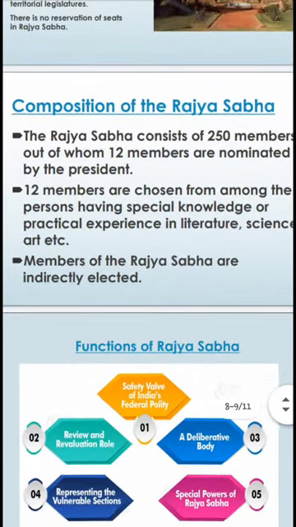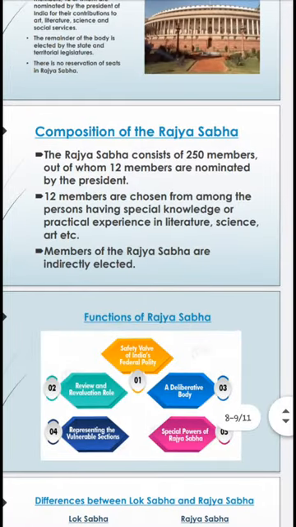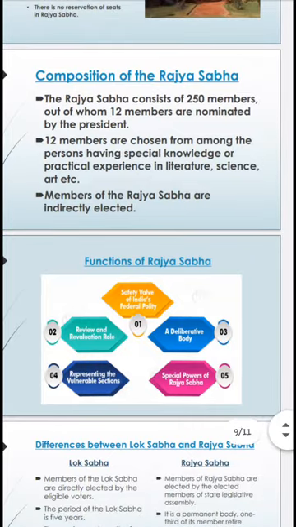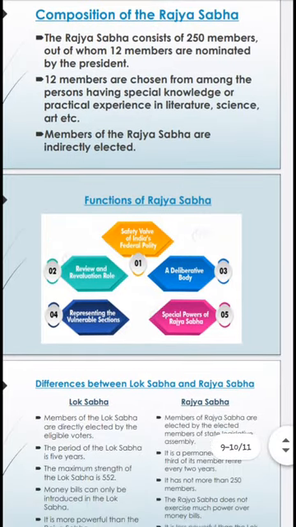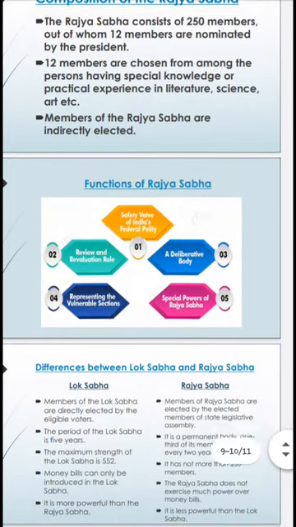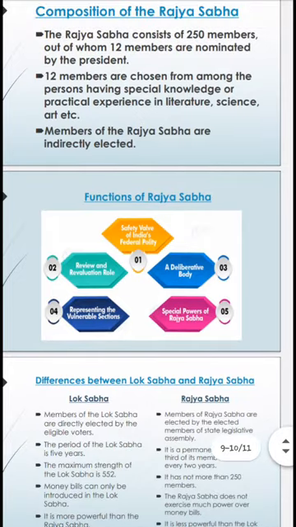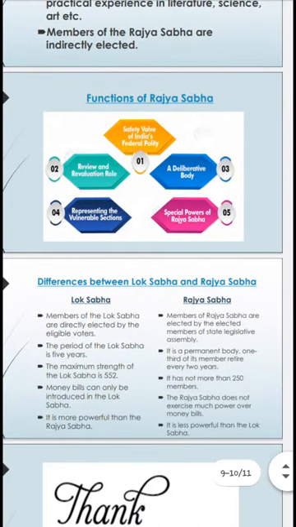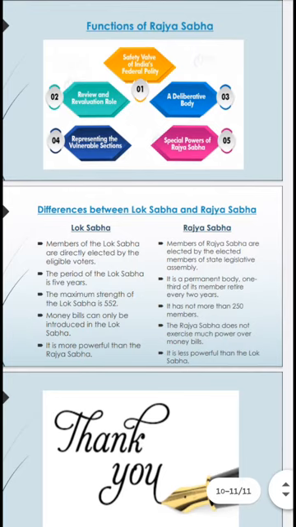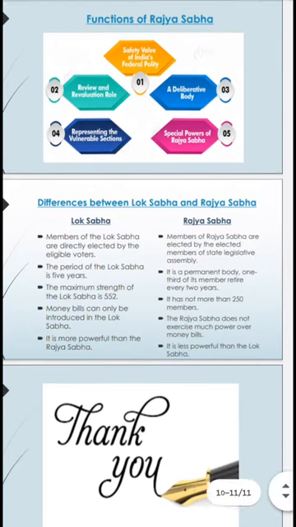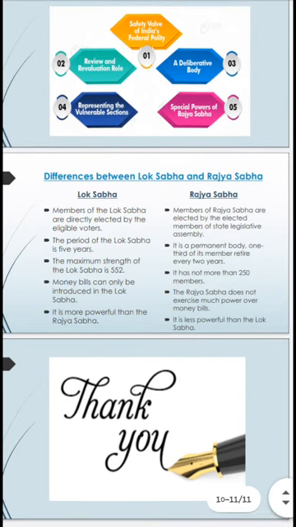Now I am coming to the main part, which is the composition of the Rajya Sabha. The first point is the Rajya Sabha consists of 250 members, out of whom 12 members are nominated by the President. The next 2 points are very easy, which you can understand very well, so I am not reading it. Now the functions of the Rajya Sabha, which you can easily understand from the picture given, no need to explain it. Now I am coming to the differences between Lok Sabha and Rajya Sabha.